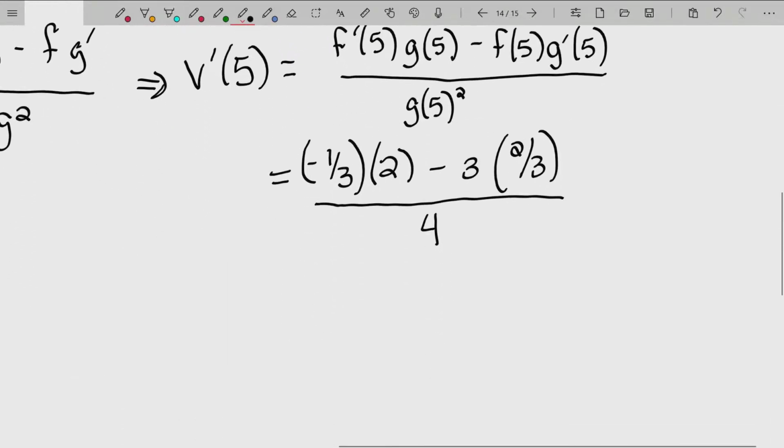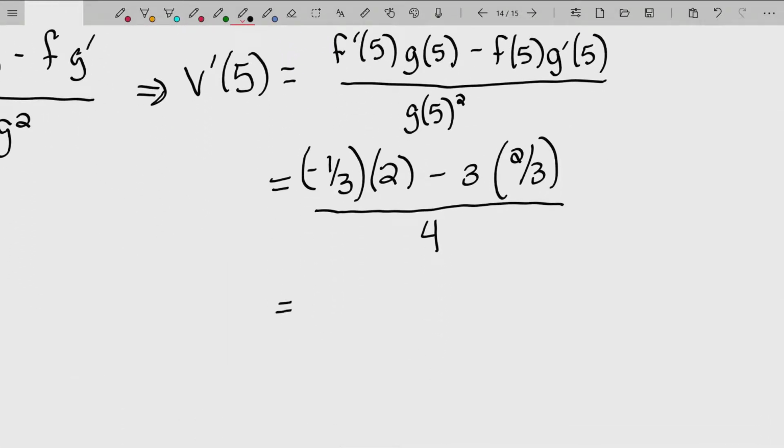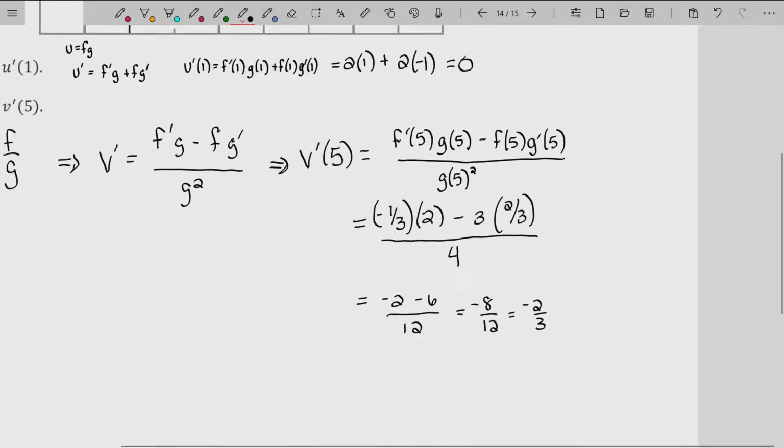And now you can simplify this out. I would multiply both numerator and denominator by 3 so that you get -2 minus 6 all over 12. And that's -8/12. Divide by 4, that's -2/3. Let me just double check my mathematics before I commit to this. -2, -6, 12. Yep, that's right.